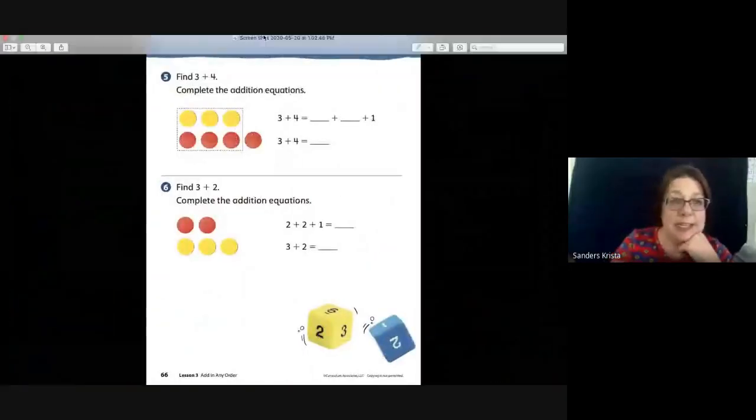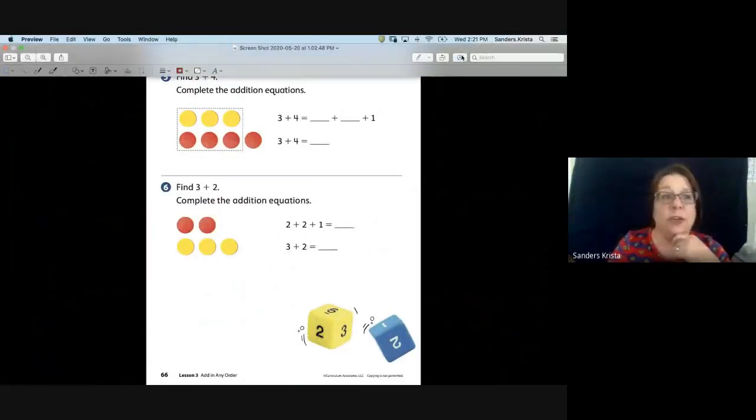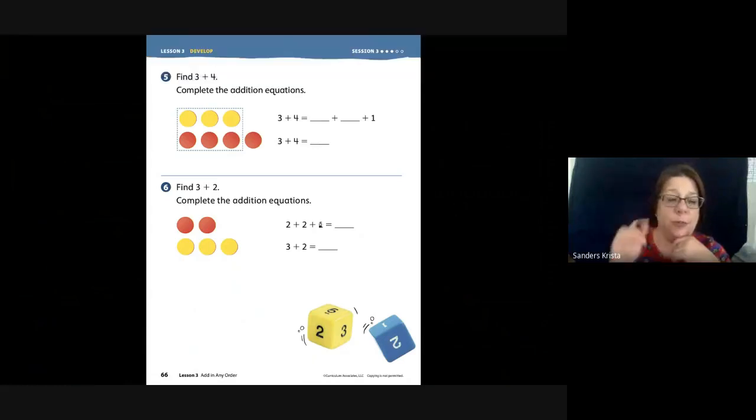And problems 5 and 6. These two problems, I would like you to try on your own. I'd like you to press pause right now, and then you can come back and check your answers, check your work. And if I have something different on my page than you do, that's okay. You can add my information to your page when you're done. Okay. Here it says, find 3 plus 4. Complete the addition equations. Ooh, 3 and 4 are what?